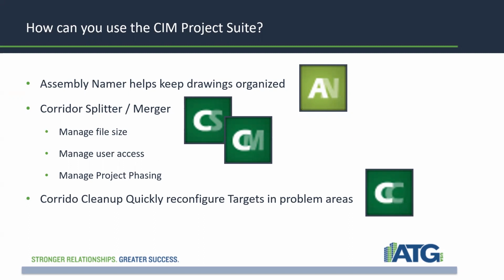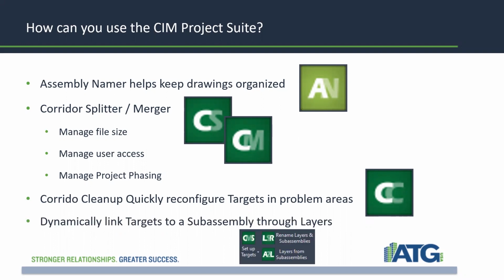Lastly, we've got a tool called Corridor Cleanup. Apologies for that typo, but Corridor Cleanup will quickly reconfigure our targets in our problem areas. So we've all gone through, we've set up our targets, and all of a sudden we realize that something doesn't quite look right. And it can be a really big pain to go through and pick apart that region. If we know what we're supposed to do, and we just want to go back through and get it done, but start from scratch, cleanup is going to allow us to do that. And that's what we're going to talk about today.